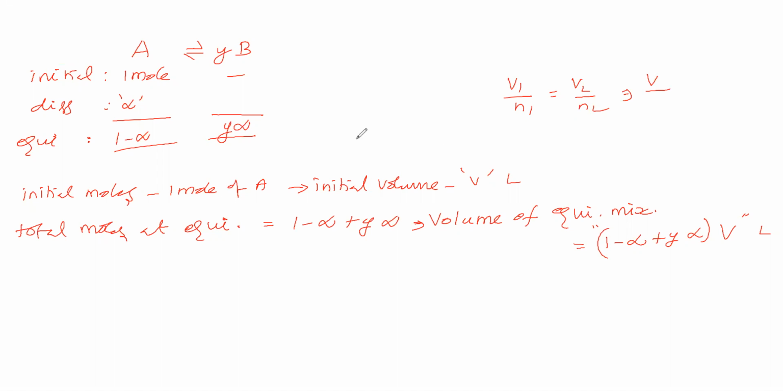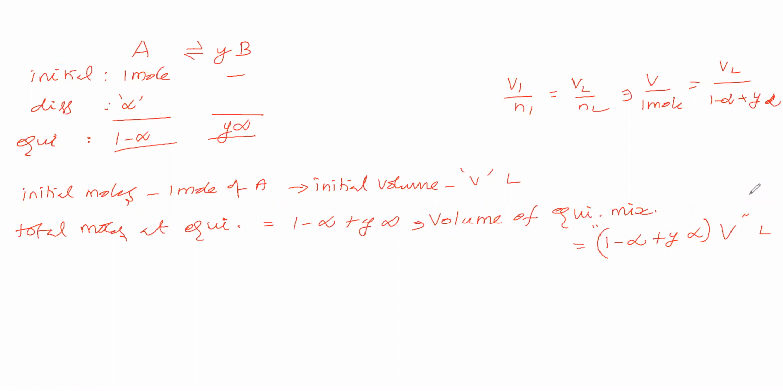N1 is how much? 1 mole. Okay, that 1 mole will substitute. Then V2 we want. N2 is how much? This many moles, that is 1 minus alpha plus Y alpha. Now V2 is how much? These two cross multiply, you will get V2. Okay, so we got this volume.